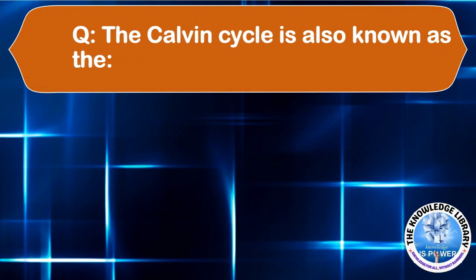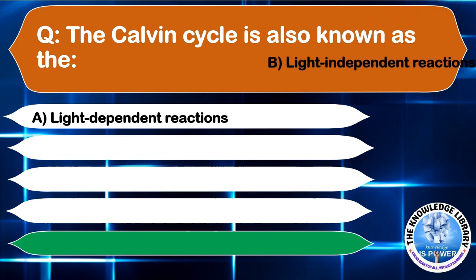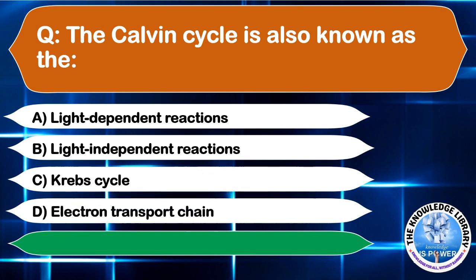The Calvin cycle is also known as the option A, light dependent reaction. Option B, light independent reaction. Option C, Krebs cycle. Or option D, electron transport chain. The correct answer is option B, light independent reaction. Moving to the next question.